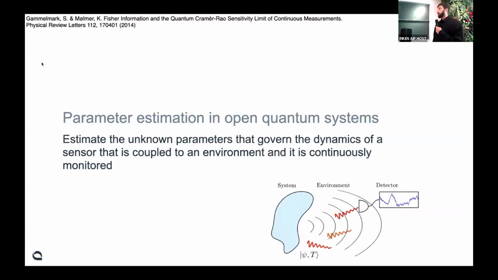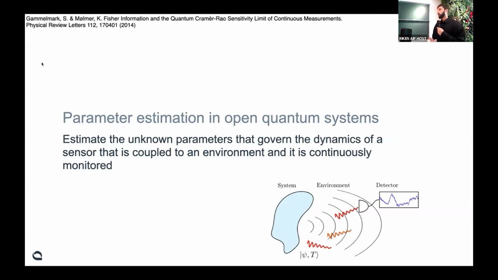Specifically, I have a task in mind, which is the task of parameter estimation. And I want to apply this task to a quantum system. In particular, I will talk about open quantum systems. Let me briefly go through these keywords. You're probably familiar with parameter estimation. The task is to estimate or find unknown parameters of a model.